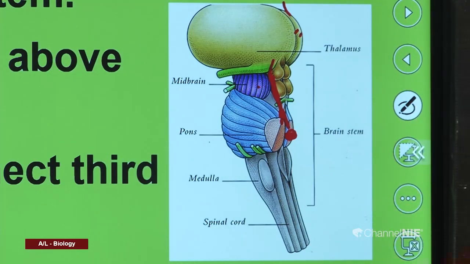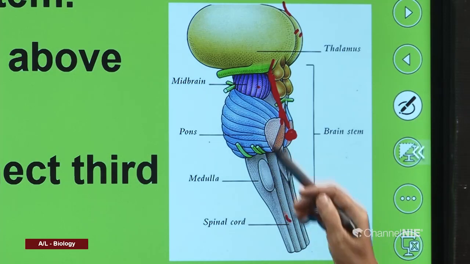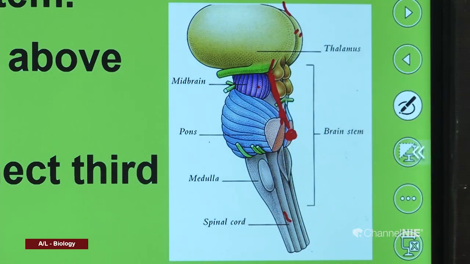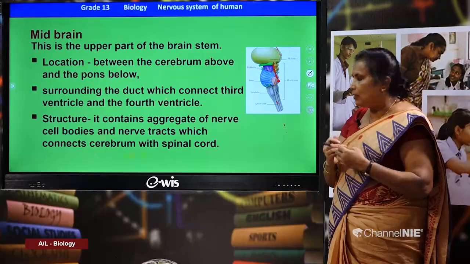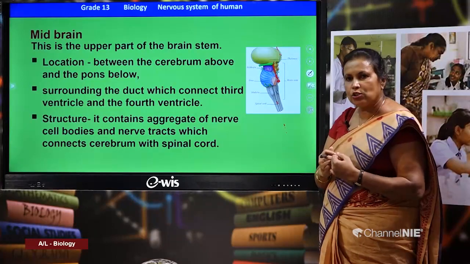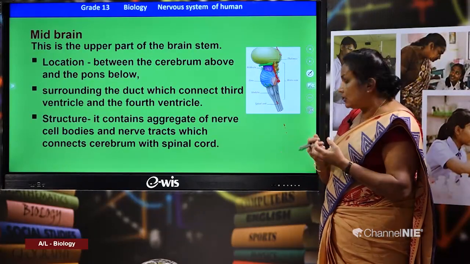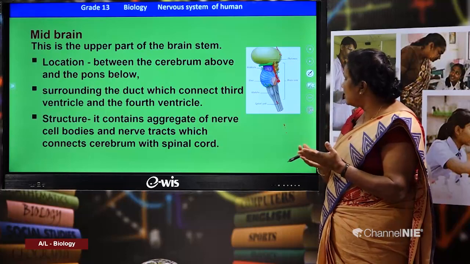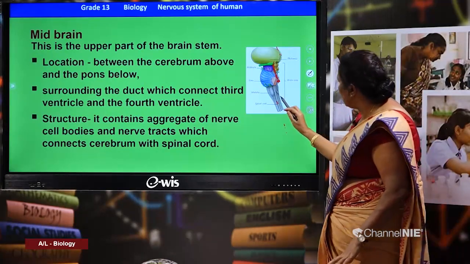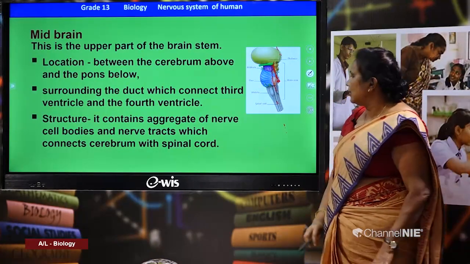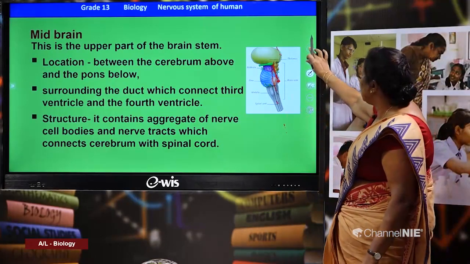So, the nerve tract actually runs through this, right, carrying sensory impulses or the sensory neurons, and the nerves actually move through this particular tract, right, okay.